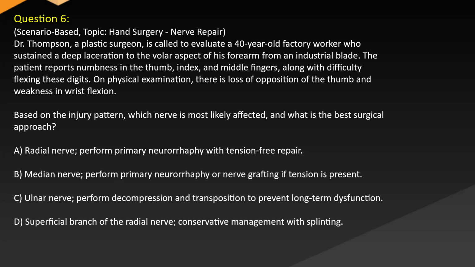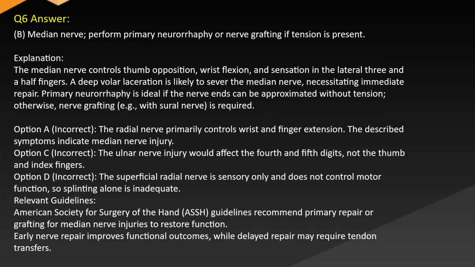A. Radial nerve. Perform primary neurorrhaphy with tension-free repair. B. Median nerve. Perform primary neurorrhaphy or nerve grafting if tension is present. C. Ulnar nerve. Perform decompression and transposition to prevent long-term dysfunction. D. Superficial branch of the radial nerve. Conservative management with splinting. Answer: B. Median nerve. Perform primary neurorrhaphy or nerve grafting if tension is present.